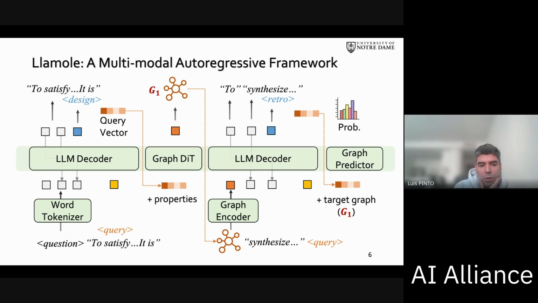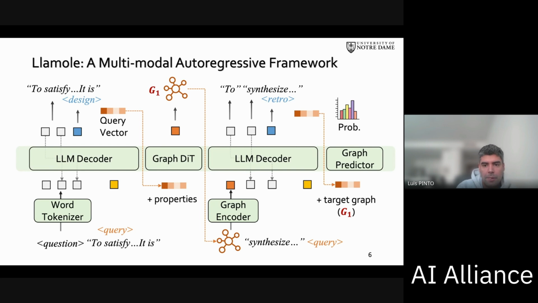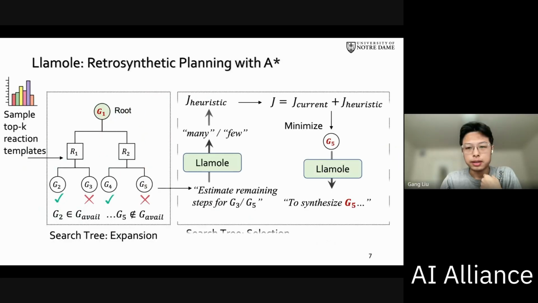And then for the graph encoder, could you explain that again, please? Yeah, it's like a graph neural network. I will introduce later how we construct a data set to pre-train this graph encoder. But generally, it's a graph isomorphism network. Got it. Okay, thank you. Thanks for the question.